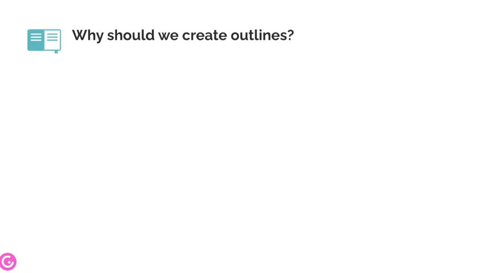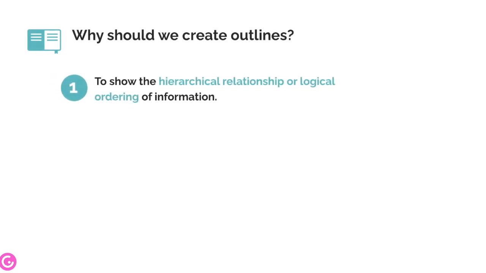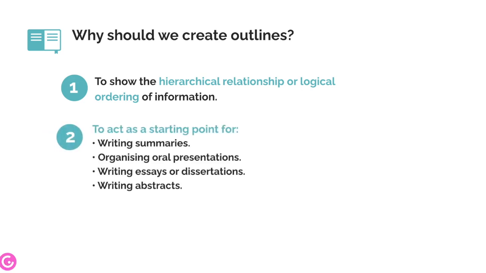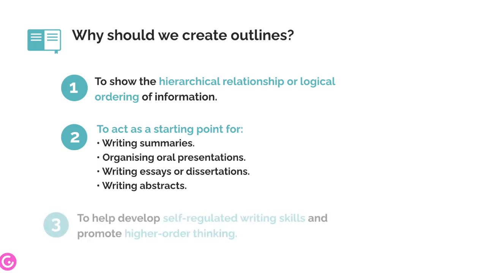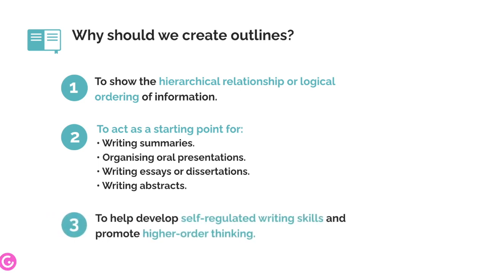There are many reasons. It may be helpful when you want to show the hierarchical relationship or logical ordering of information. An outline is the starting point for writing summaries, organizing oral presentations, writing essays or dissertations, and writing abstracts. Outlining is one of the most important techniques to help you develop self-regulated writing skills and promote higher-order thinking.